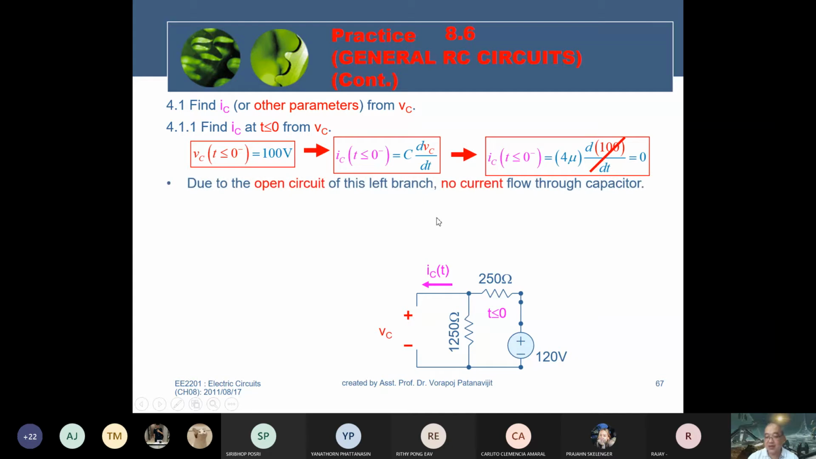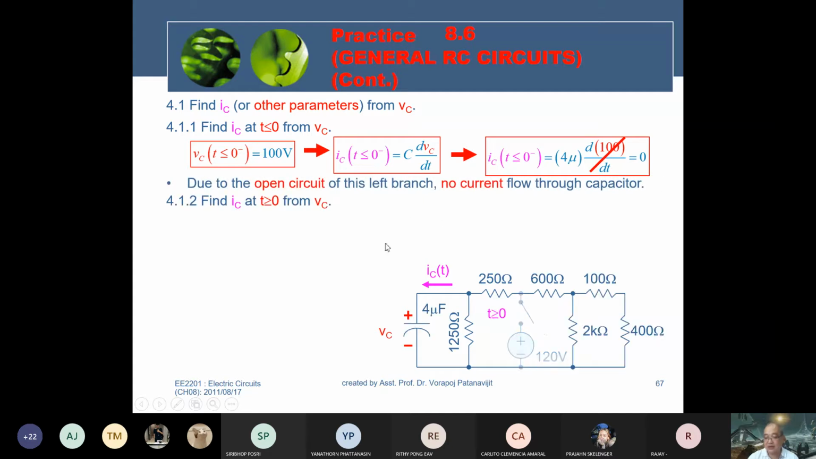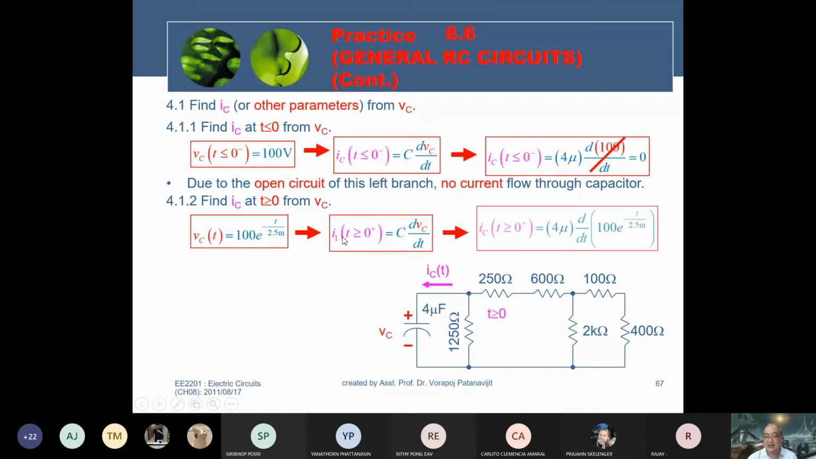Now, for time greater than 0, when the source is gone, it is the same. You can compute IC from VC directly, C dV by dt. We don't care about the other part of the circuit, if you can write IC in terms of VC.